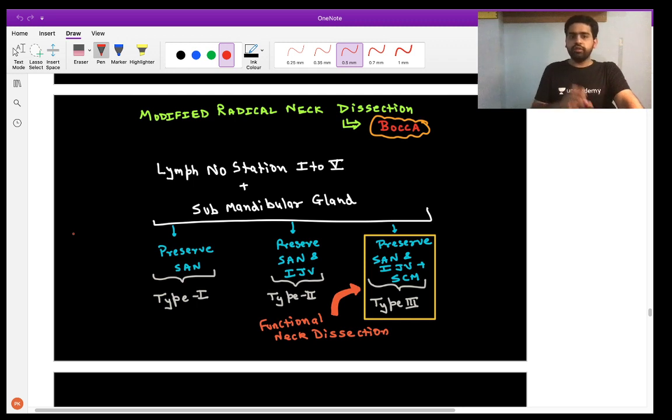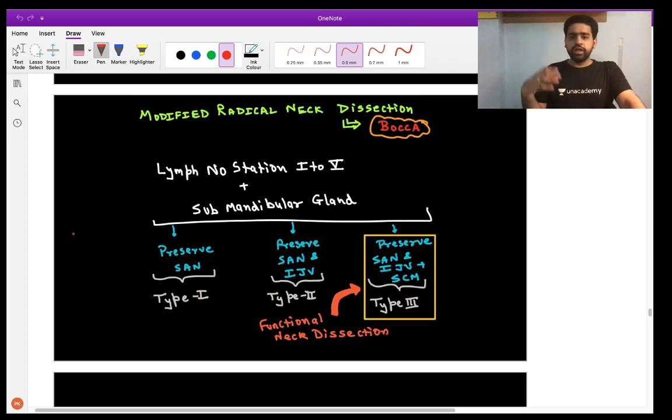So he also removed the lymph node stations 1 to 5. He also removed the submandibular salivary gland. But what did he preserve? He preserved one or more of these structures. If he preserved just the spinal accessory nerve, he called it a type 1 modified radical neck dissection. If he preserved the spinal accessory nerve along with the internal jugular vein, he called it a type 2 modified radical neck dissection. And if he preserved all the 3 structures, that is spinal accessory nerve, internal jugular vein, and sternocleidomastoid muscle, then he labeled it a type 3 modified radical neck dissection.